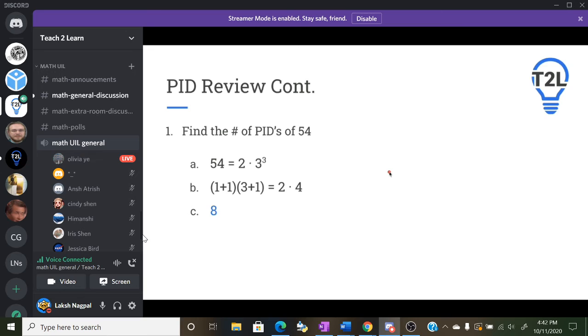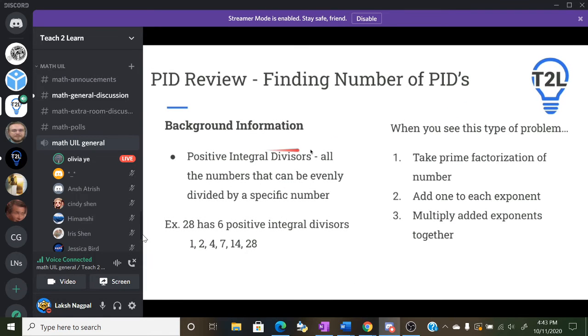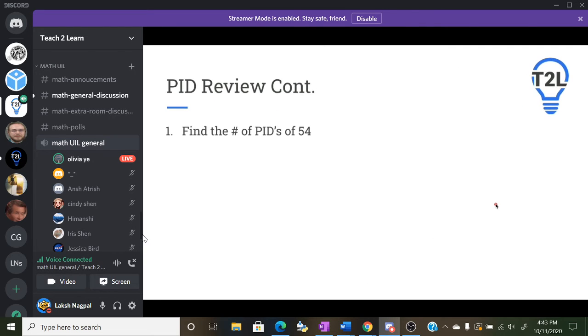And then step B. Okay, yeah. So on an earlier slide, I'm going to go back. After you take the prime factorization of the number, you add 1 to each exponent, and then you multiply the exponents together. So in this case, with 54, the prime factorization is 2 times 3 cubed, because 2 times 3 cubed is equal to 54.